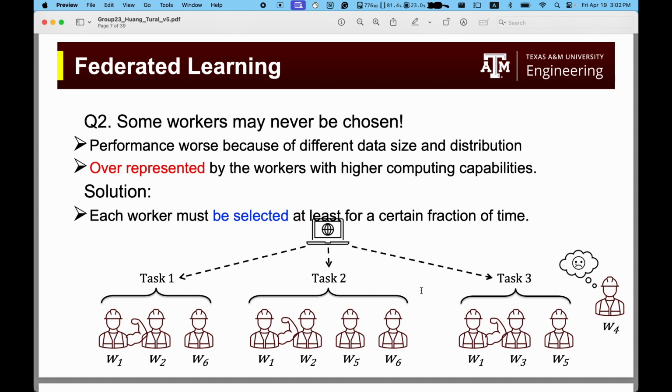And that is because maybe worker 4 has poor performance because of the different data size, or this model will over-represent the workers with higher computing capability. For this, you can see in this figure, worker 1 has higher computing capability, so the overall global model can be represented by worker 1. To address this problem, we need to ensure that each worker must be selected at least for a certain fraction of the time.